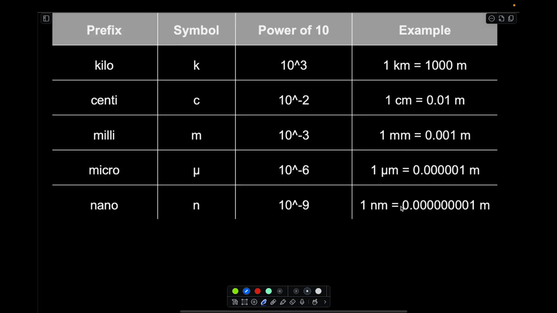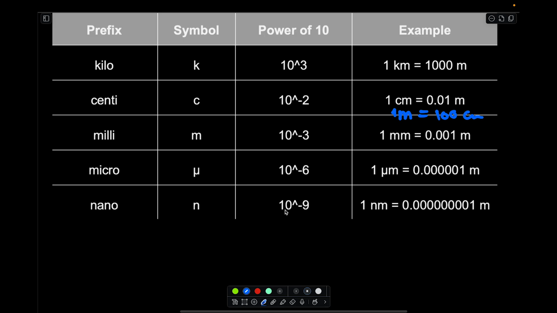Prefixes also are a very important topic that we need to mention. Kilo is k for the symbol of it, and it's 10 to the power of 3, which is 1000. So when we are mentioning 1 kilometer, how many meters? It would be 1000 meters. About centi, 1 centimeter equals 0.01 meter, or 1 meter equals 100 centimeters. It would be the same. Also, milli is 10 to the power of negative 3. Micro is 10 to the power of negative 6. Nano is 10 to the power of negative 9.